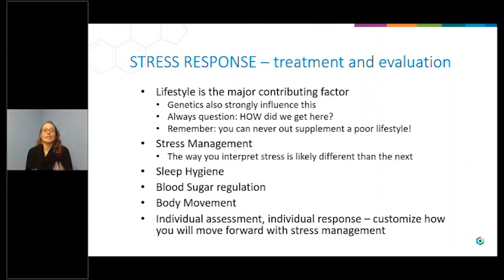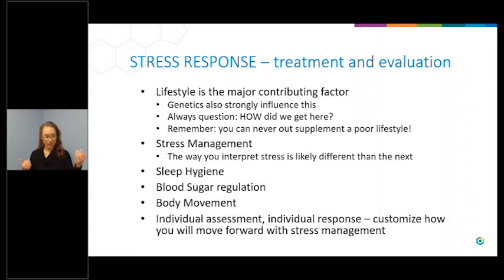You have to initiate those changes to that stress response. How did you get there? The supplements are meant to support those changes in your lifestyle. Stress management, the way you interpret stress is likely different than the way I interpret stress, right? Like there are some people that have these schedules that I'm like, what? But they have great stress management and it's not affecting them as much as it could affect me.